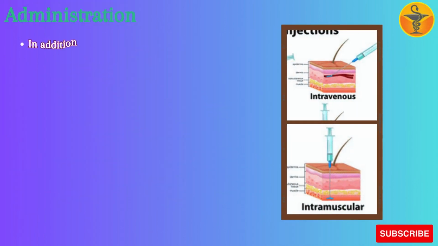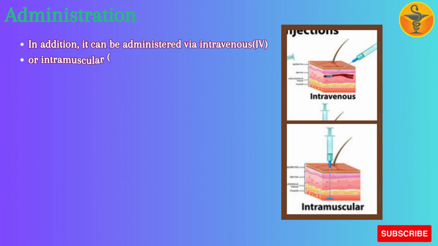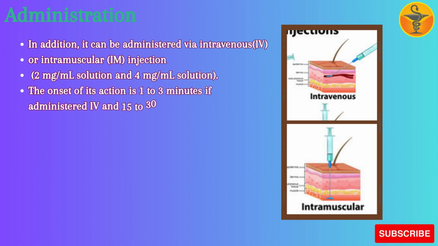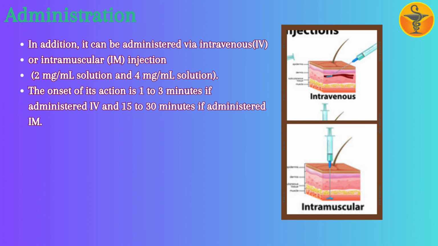In addition, it can be administered via intravenous, IV, or intramuscular, IM, injection, 2 mg per milliliter solution and 4 mg per milliliter solution. The onset of its action is 1 to 3 minutes if administered IV and 15 to 30 minutes if administered IM.